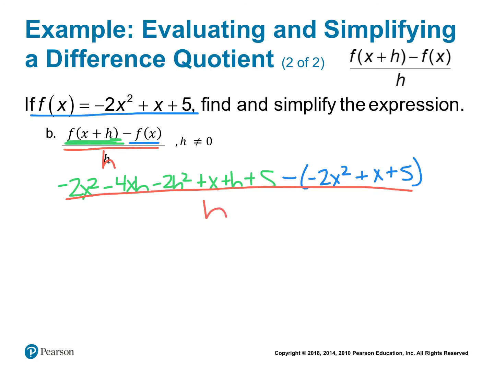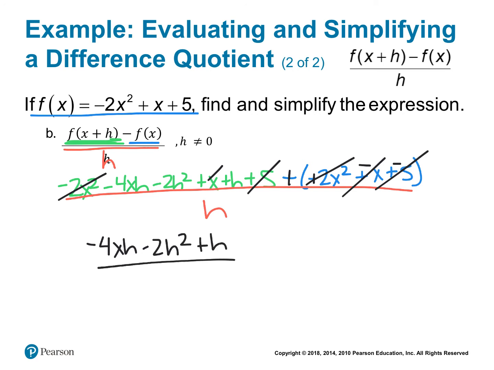So I will go ahead and just change these all to their opposites and then see what cancels. So these will cancel. My x's will cancel. And my 5's will cancel. So I'm left with negative 4xh minus 2h squared plus h all over h after everything canceled.